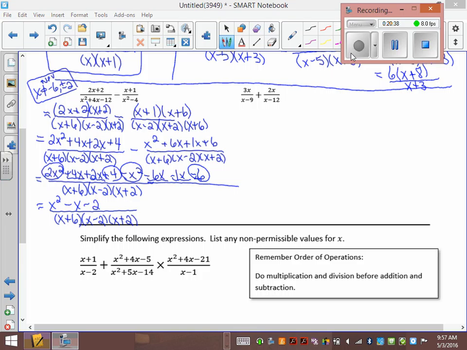And then, yes, we are not done. We can factor the top. Multiply is going to be negative 2, now it's going to be negative 1. (x minus 2)(x plus 1). These cancel, and I'm left with x plus 1 over (x plus 6)(x plus 2).